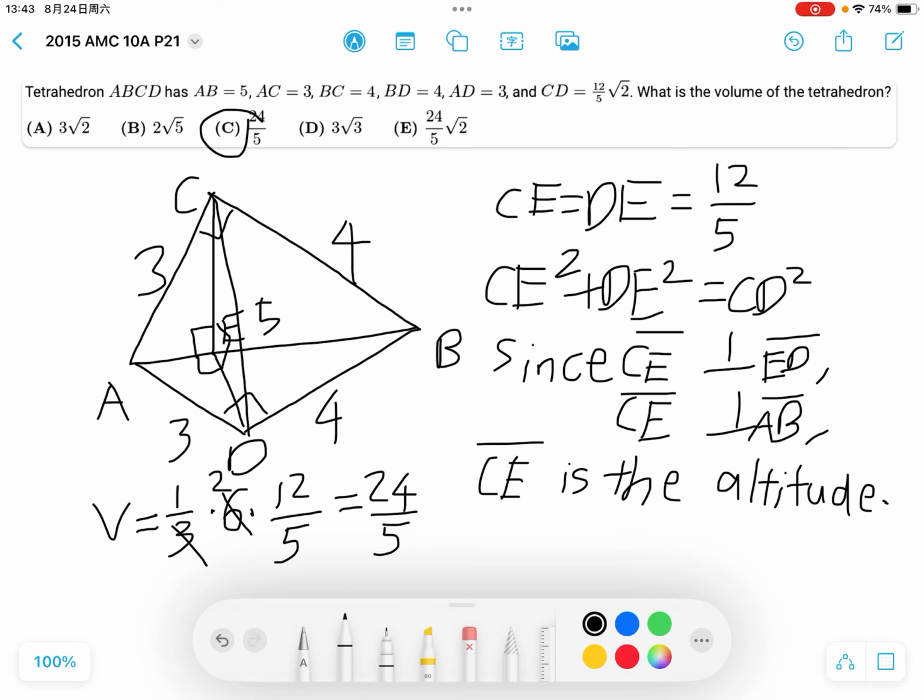Thanks for watching. The key here is to remember to draw these heights, and try to connect CD with other things in the tetrahedron.